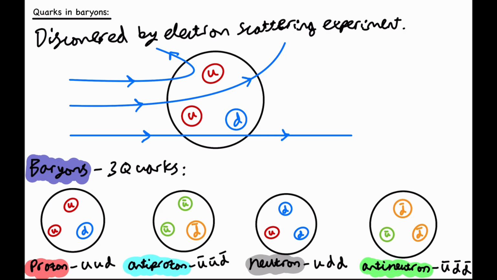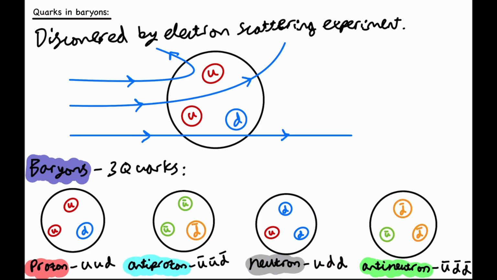And quarks were discovered by electron scattering experiments on baryons. So very similar to the Geiger-Marsden alpha particle scattering experiment they did to find nuclei in atoms, they did something similar to find the quarks inside of the nucleons. So they scattered electrons and found the quarks. And baryons are made up of 3 quarks, as we said before.